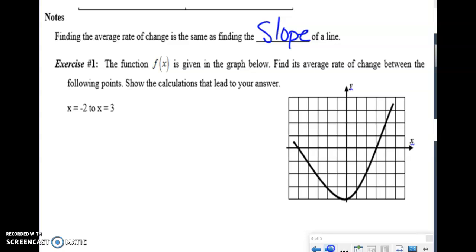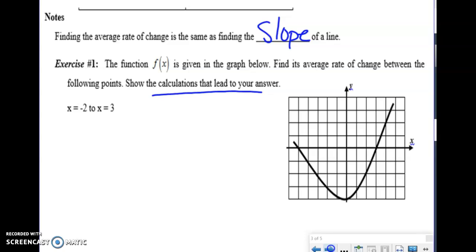I don't know if you have to write everything down, but maybe just what I write down in marker, all right? So exercise number 1 says the function f of x is graphed below. So that is already done for us. The average rate of change between the following points needs to be found. We have to make sure we show calculations for our answer. I'm still getting a lot of papers that have just the answer on it. I cannot give that credit because I need to see your thought process, see what you're doing. So make sure that you're showing work when you're submitting the assignments.